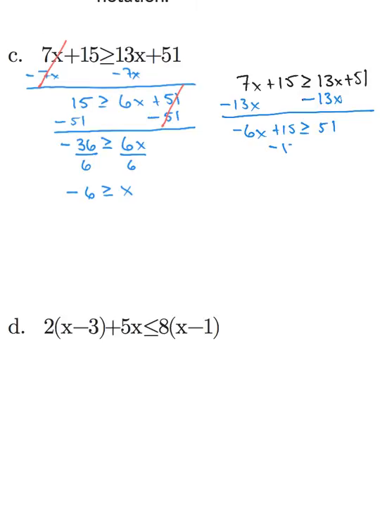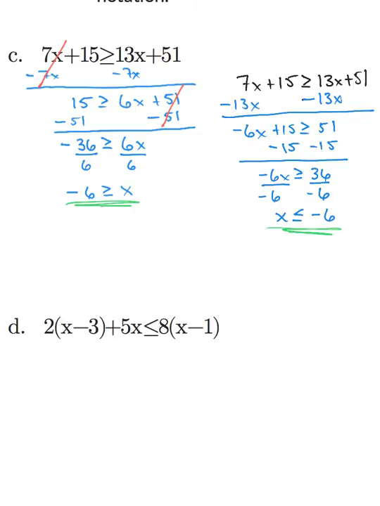Since my variables are on the left, I need to move my constants to the right. We get negative 6x is greater than or equal to 36, and now I need to divide by negative 6. Now, since we are dividing by negative 6, I do need to flip my inequality. And note that these two answers are the same. On each one of them, I do have my crocodile mouth opening towards negative 6.